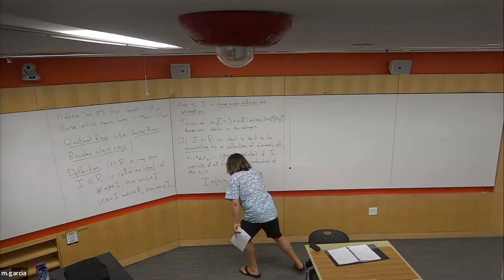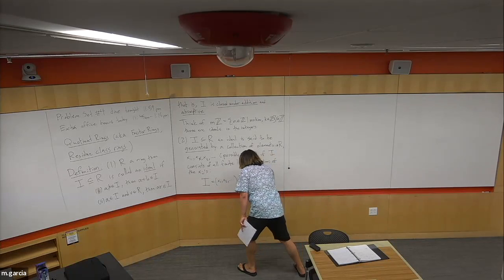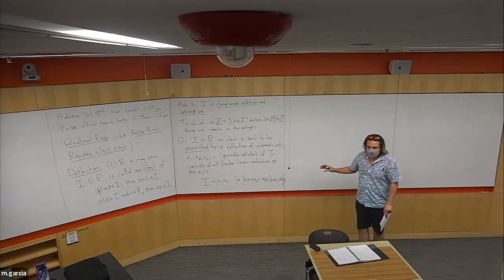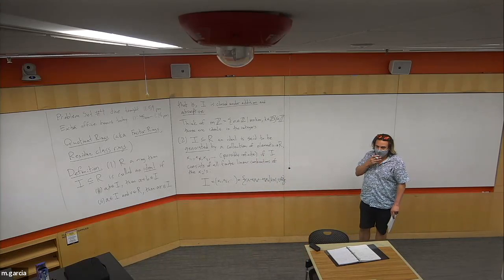Okay, and we wrote down a practical description of this in the course of our proof from yesterday. R1 x1 plus R2 x2 plus all the way up to Rk xk, where k is greater than or equal to 1, and each Ri is an element of R. Right, this is just what we were looking at in the course of our proof yesterday, right?